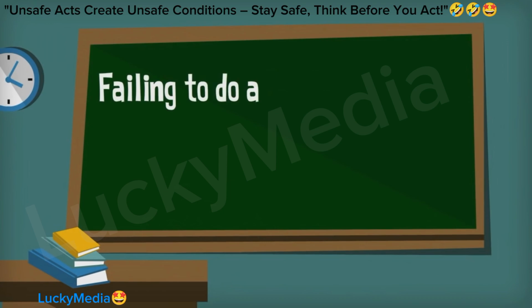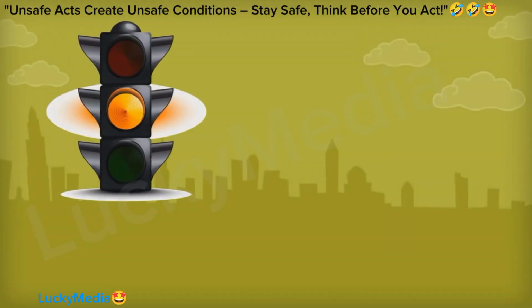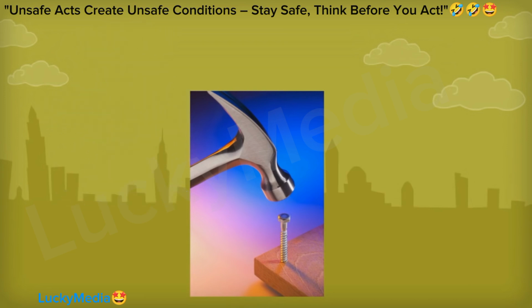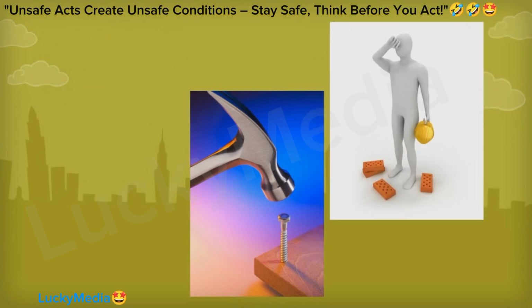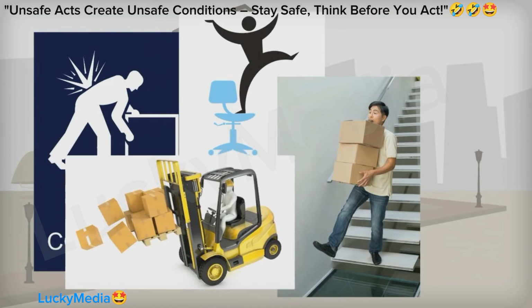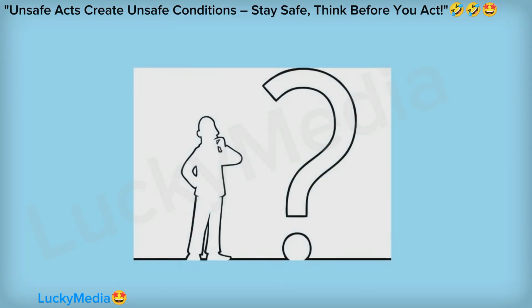Unsafe acts are things like failing to properly do a job, failing to see hazards, or taking unneeded risks. For example, speeding up to make the yellow light, using tools in wrong ways or using damaged or defective tools, not using proper personal protective equipment, ignoring the safety data sheet for chemicals you are using, or deliberately violating safety rules and procedures. How many unsafe acts can you spot today? Which ones are you doing? The worst kind of unsafe act is deliberately creating an unsafe condition. Have you done anything to make the job more risky for you or for others?